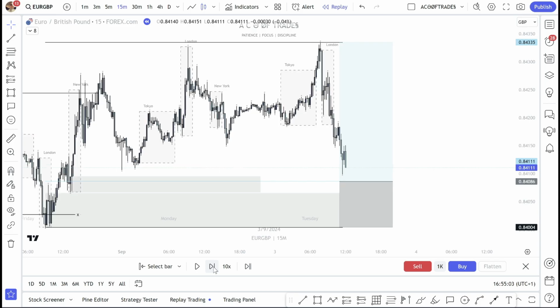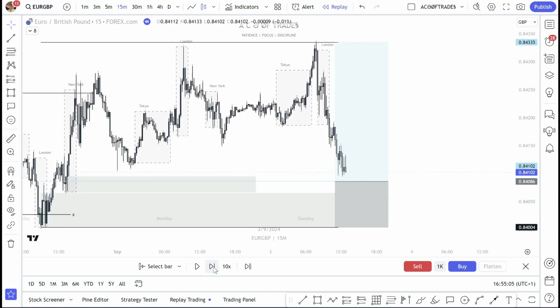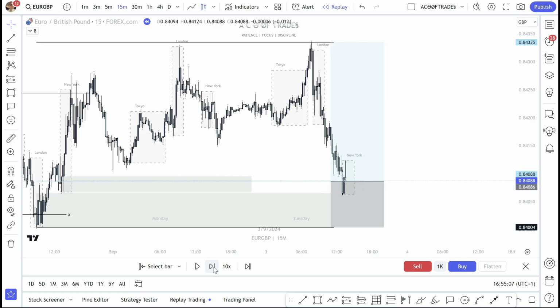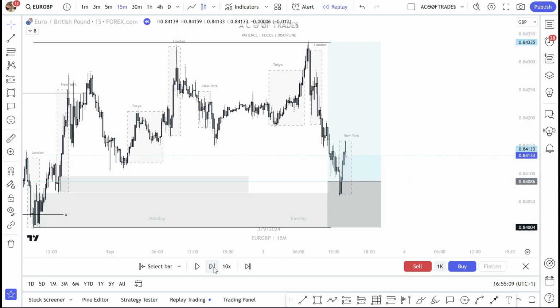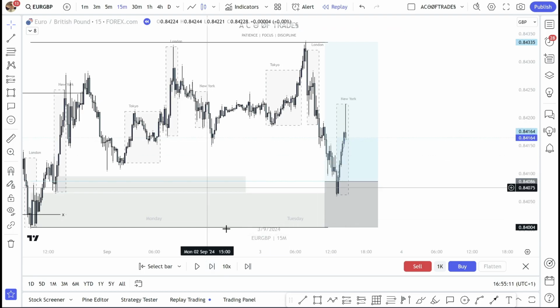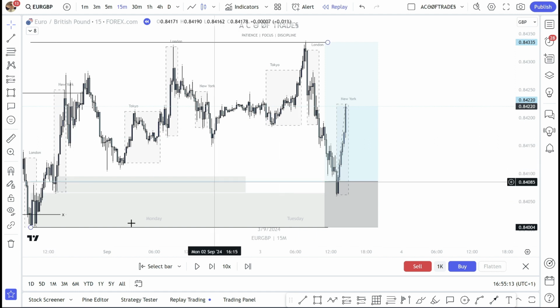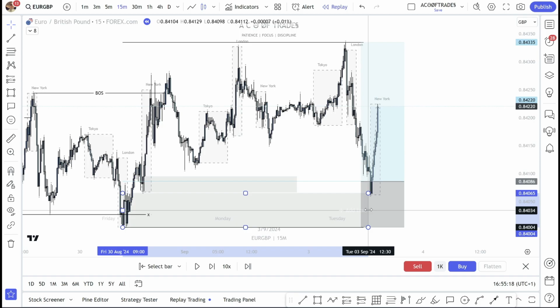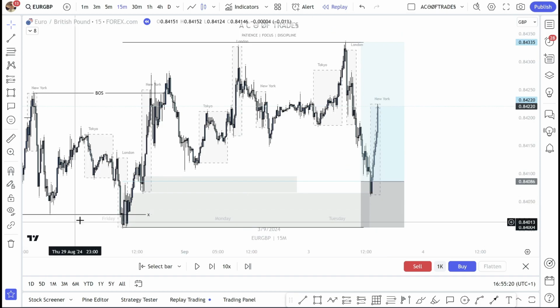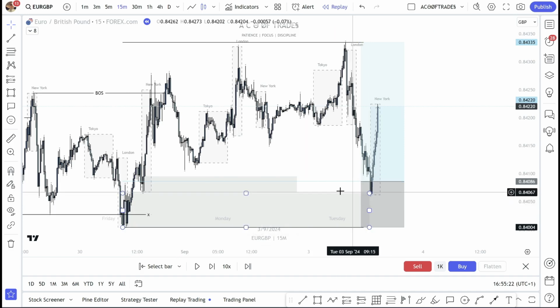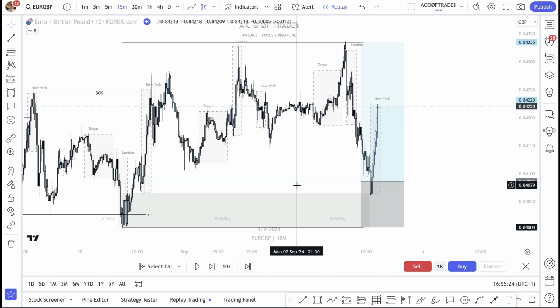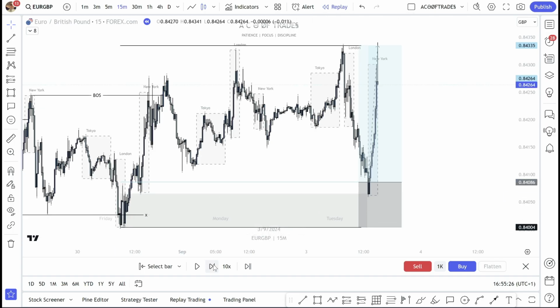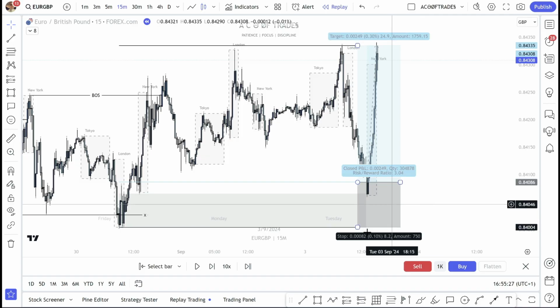This is one I actually shared in my Discord last week, or earlier this week. And then there we go, we're tagged in, come down to the extreme, swept all of the internal liquidity, come back to the demand zone that actually swept our first lot of 15-minute liquidity here, mitigated this, and then, as you can see, just starting to really run off.